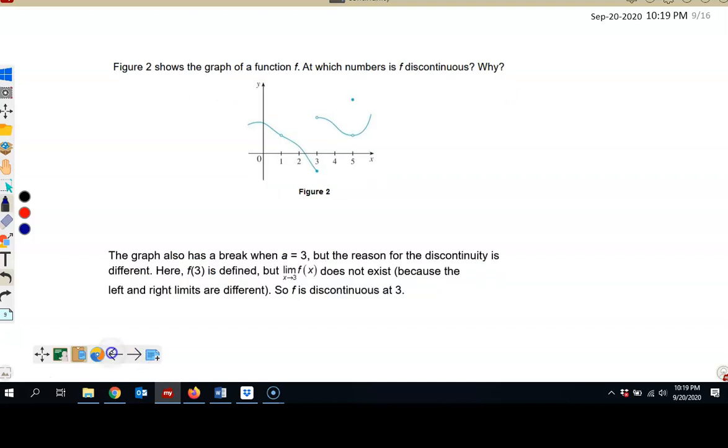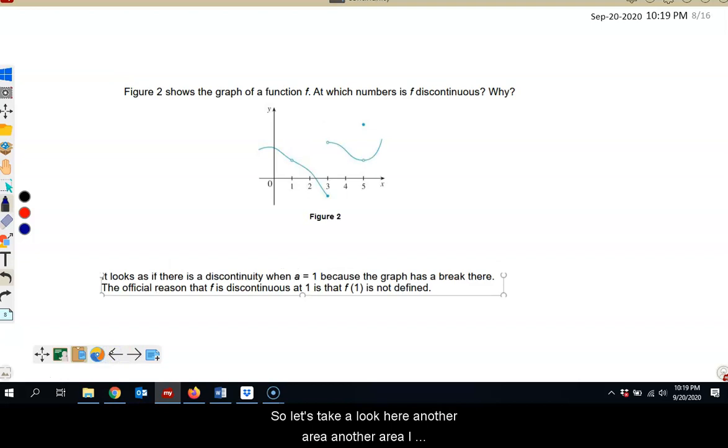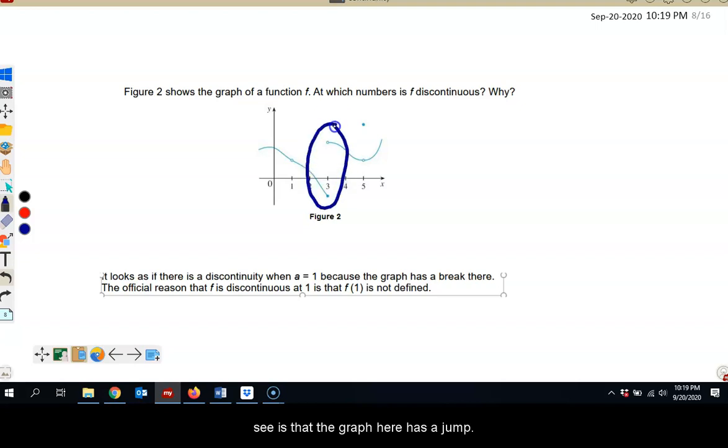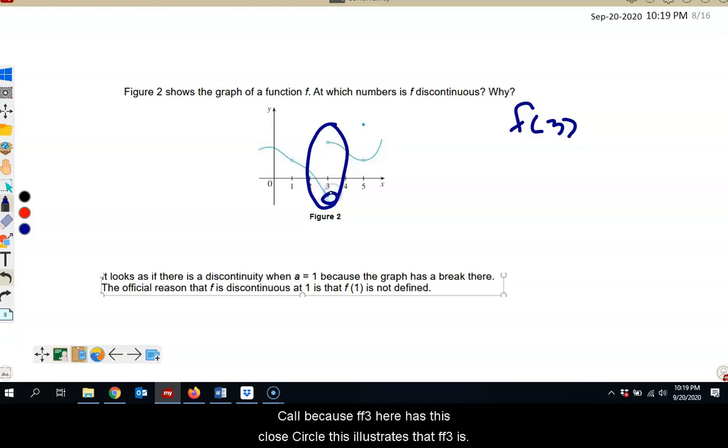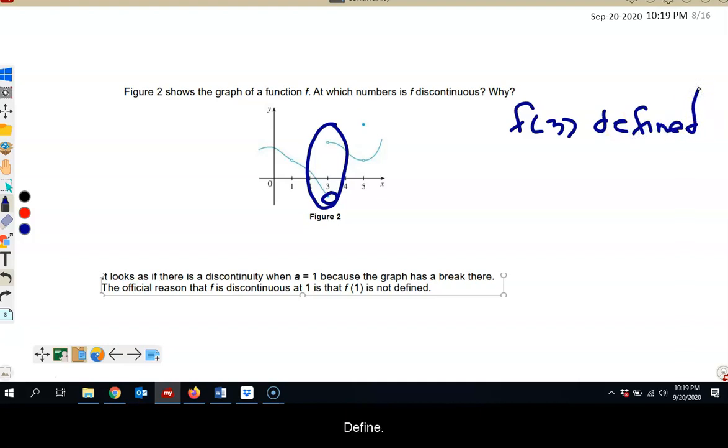So let's take a look here at another area. Another area I see is that the graph here has a jump, right? But this one is a little bit different. And this one's different because why? Well, in this case, we would say here, is f of 3 defined? Well, because f of 3 here has this closed circle, this illustrates that f of 3 is defined. So it passes step 1. Again, we don't know what it is because of the way the graph is defined.